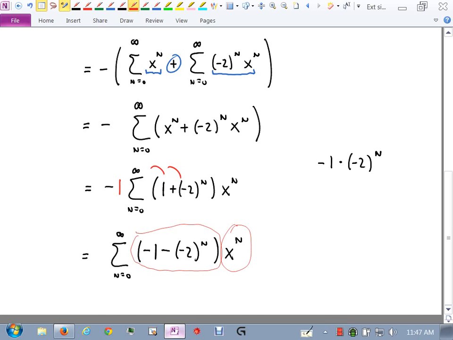Okay, last one, and we'll be done with this section. Same instructions. Express this as a power series. F of x equals x squared plus x over 1 minus x cubed.